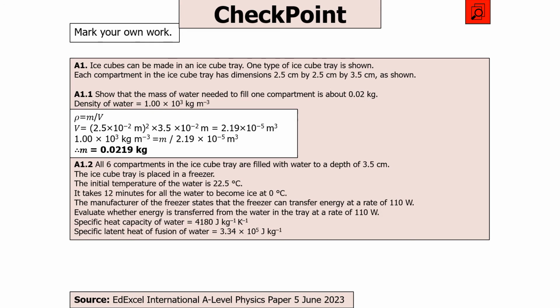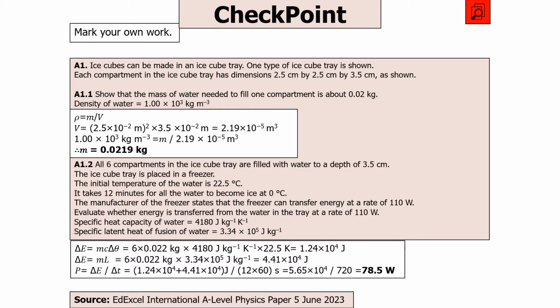Right, so we know density is mass over volume, so therefore volume is going to work out to be the mass divided by density. You can work out what the volume is going to be by doing 2.5 times 10 to the minus 2 times 2.5 times 10 to the minus 2 times 3.5 times 10 to the minus 2, turning centimeters into meters, so we get 2.19 times 10 to the minus 5. We can therefore say that the mass is going to be the density times the volume. So we've got the density, we've got the volume, multiply them together, and we get 0.0219 kilograms.